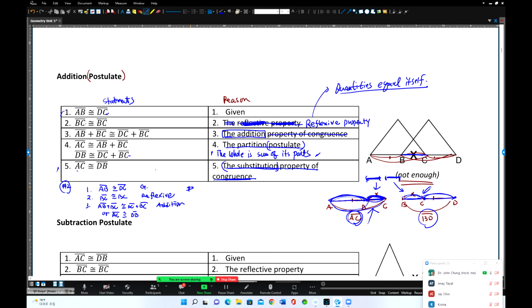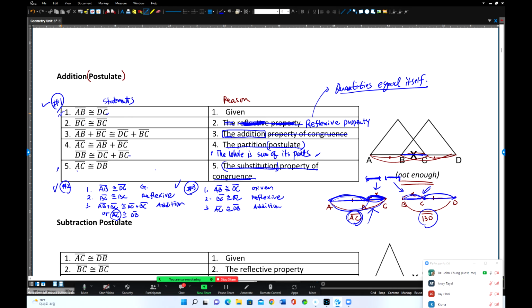Third method, more simple. First: AB congruent to DC. Second: BC congruent to BC, that is reflexive. Third: add these, and go directly to AC and DB. When you add, this equals AC and DB. Only 3 steps. This is reflexive, this is given, this is addition. There are 3 different proofs there.